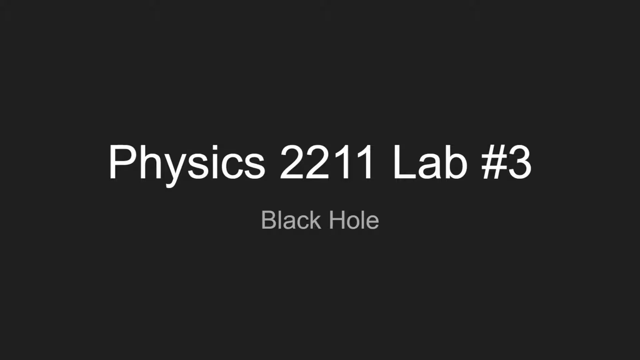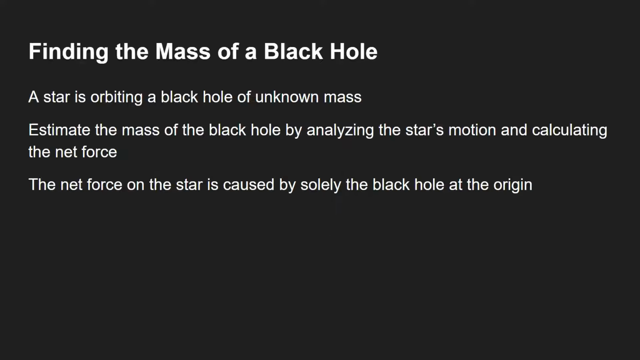This is Physics 2211 Lab 3 going over black holes. Now, in part A of the experiment, we have a star orbiting a black hole of an unknown mass, and we need to estimate the mass of the black hole by analyzing the star's motion.